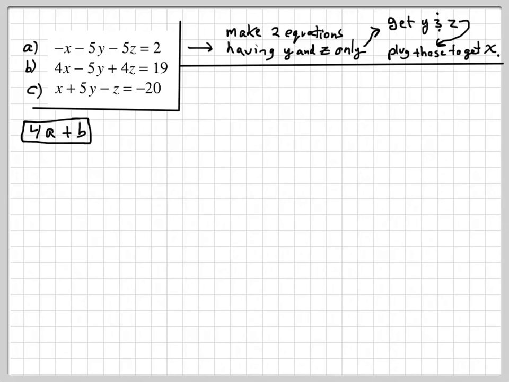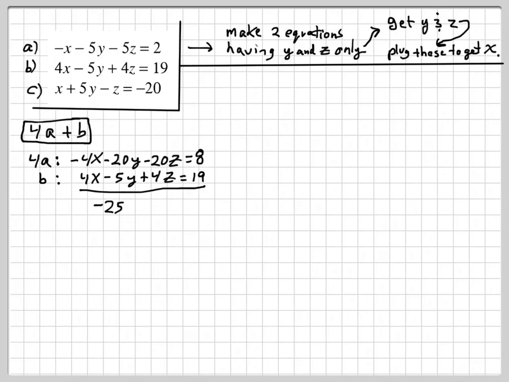So I'm going to start by combining equation A and equation B, but before that I'm going to multiply equation A by 4. If I do that, you can see that I'm going to end up with a new equation with just y and z, and I'll call this equation D.